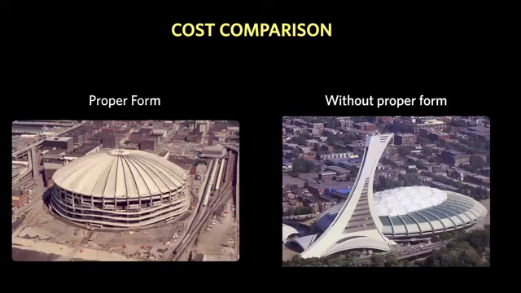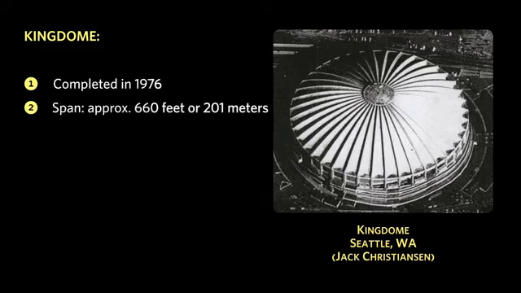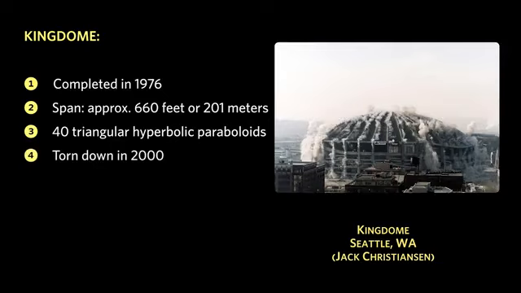In addition to visual appearance and safety, the form will significantly affect the cost of the vault. Let's compare the cost of 2 domes, one with proper form and one without. Neither of these were designed by Anton Tedesko. The Kingdome was completed in 1976 with a span of approximately 660 feet, or approximately 201 meters. To generate the shape, the engineer, Jack Christensen, combined 40 triangular hyperbolic paraboloids. Unfortunately, the dome was torn down in the year 2000 to make way for 2 new stadiums. At the time that it was torn down, it was still in excellent condition.